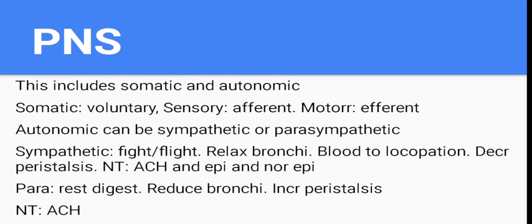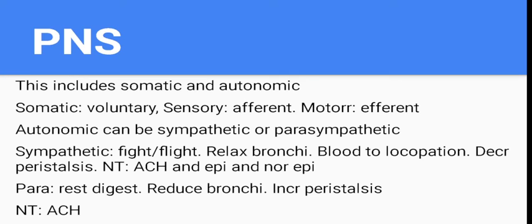Sympathetic is fight or flight. The bronchi are relaxed so you can breathe better, you get more blood so you can move faster for locomotion, and peristalsis decreases. This is usually acetylcholine and epinephrine and norepinephrine. Parasympathetic is rest and digest: reduced bronchi, increased peristalsis, so you're resting and digesting your food. This is acetylcholine the entire time.